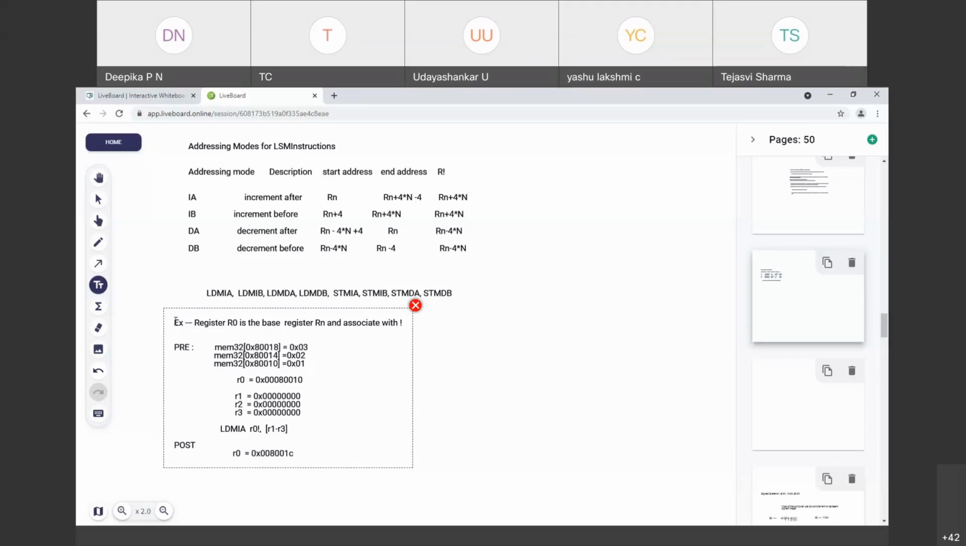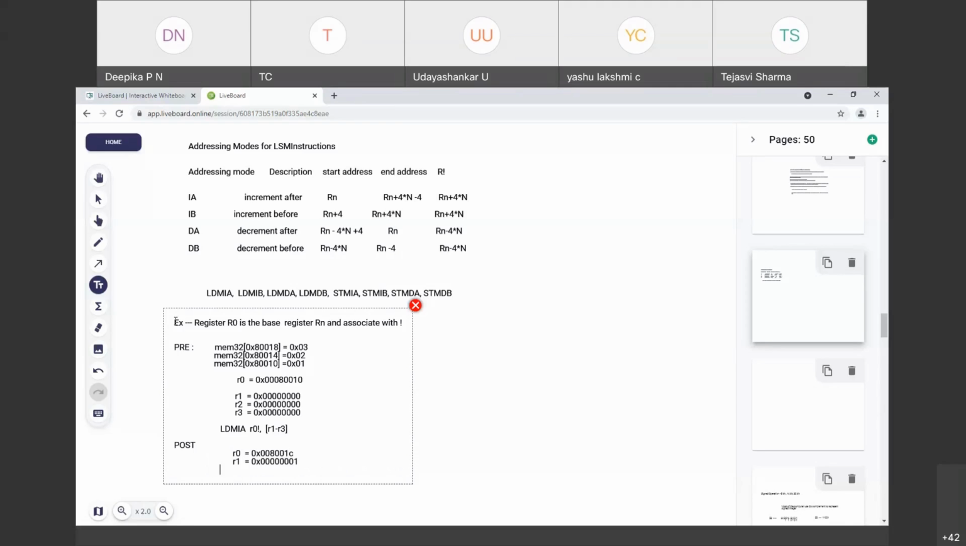Now you try to understand. R0 is pointing to this. Now let's understand what this is. R1 is pointing to the value. I mean R1 is having the value 0x00000001, four zeros and the value is 1.